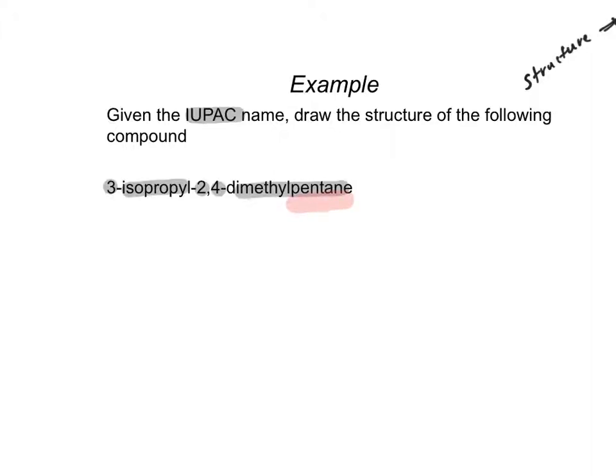So pentane. Pentane is 5 carbons in length. I'll go ahead and draw in my bond line structure a 5 carbon chain. So we've got 1, 2, 3, 4, 5. Because I'm given some freedom here, I can start numbering at either side. So I'm going to start numbering 1, 2, 3, 4, 5.